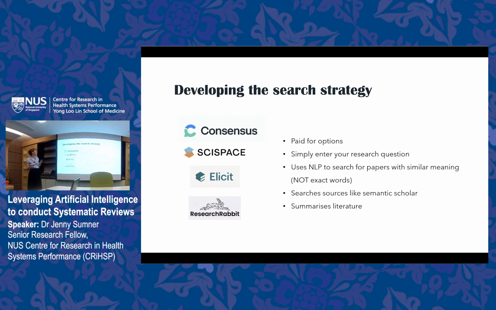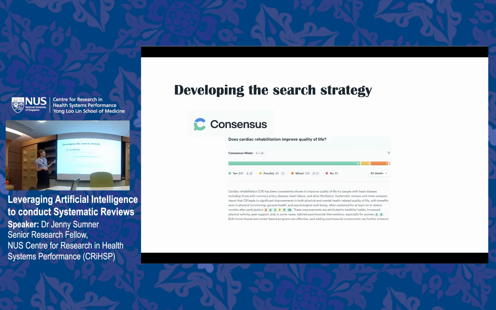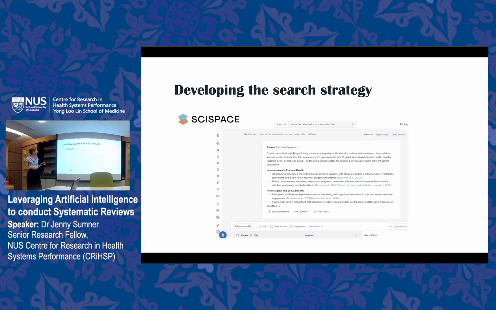So it's not searching for exact words, it's looking for what it thinks are similar, related articles. These pieces of software are also a little bit more limited in terms of where they search. They'll tend to look in open access sources. Semantic Scholar is a common one in most of these. And then just to give you a screenshot, if you're not familiar with what the output looks like from these, you enter your question on Consensus, and it actually gives you a nice summary.